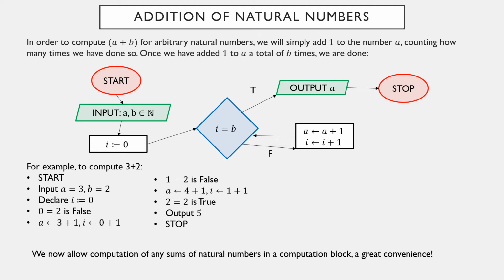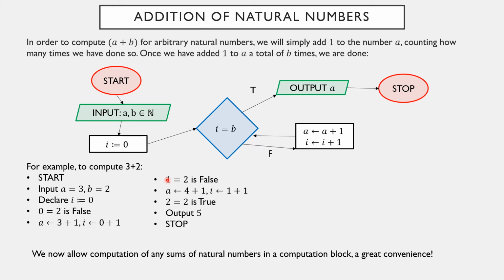With this algorithm in hand, however, I can now add any two natural numbers together. It didn't really matter what a was. I could make that any natural number, and it also doesn't matter what b is, because eventually my counter is going to start at 0 and increase by 1 until it reaches that value. This is always going to stop, and it's always going to produce the correct sum, which means I can now simply declare that adding two natural numbers is something I can do as a single computation.